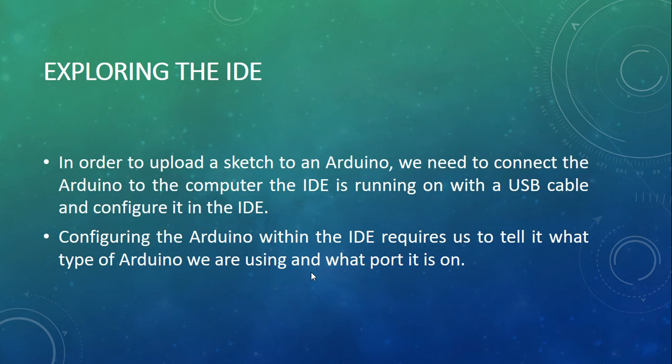And then in order to upload a sketch to an Arduino, again, it is very important, we need to connect the Arduino to the computer the IDE is running on with a USB cable and configure it in the IDE, as I've already mentioned in the previous slide. Configuring the Arduino within the IDE requires us to tell it what type of Arduino we are using and what port it is on. Because many Arduino boards exist, you need to specifically select the type of board you are using, and where it is connected, what communication port. So you also have to know that.